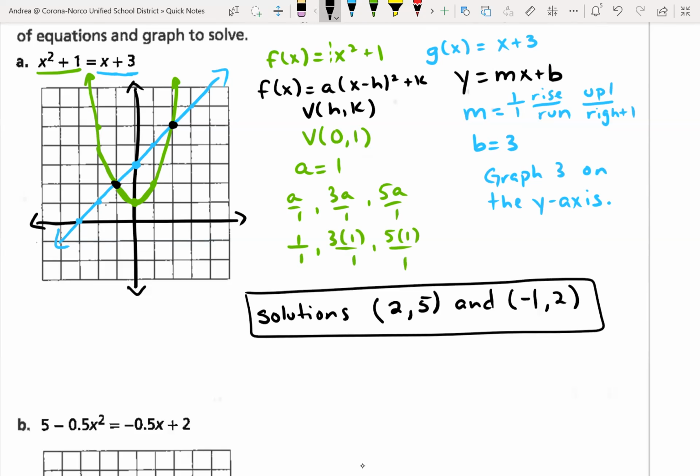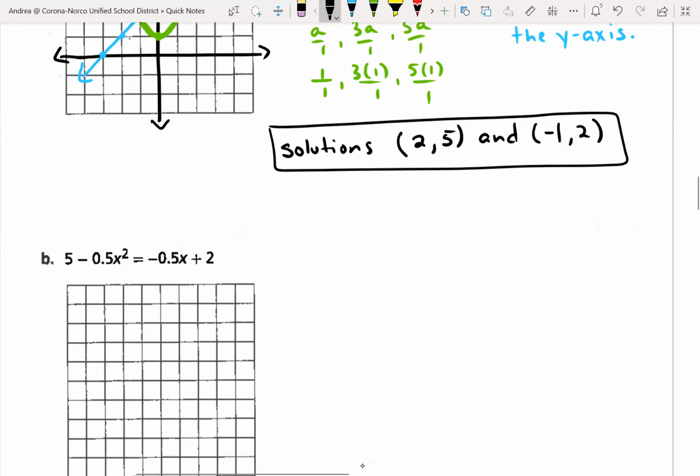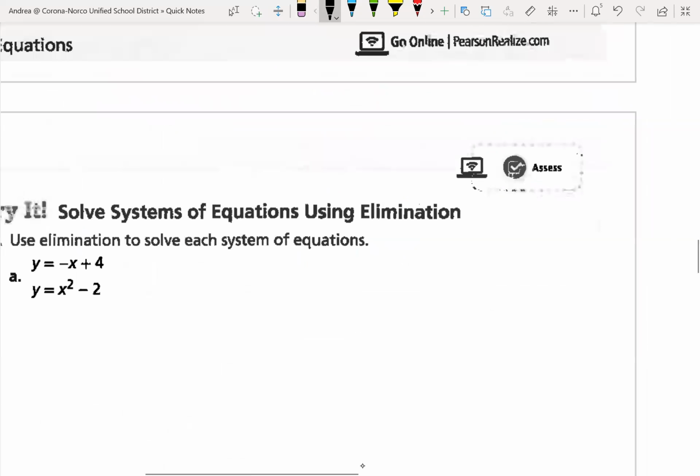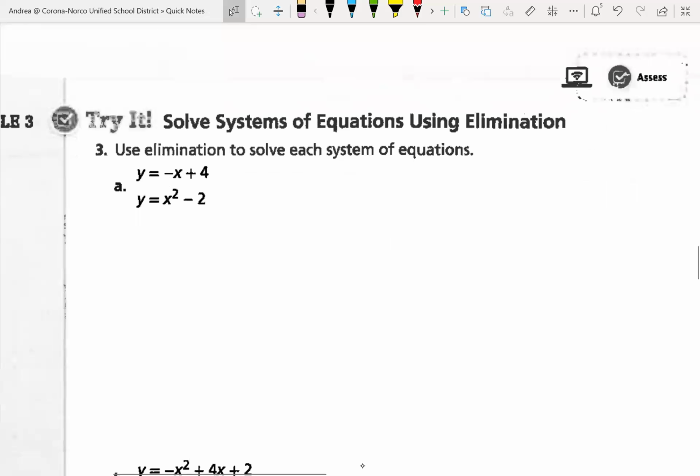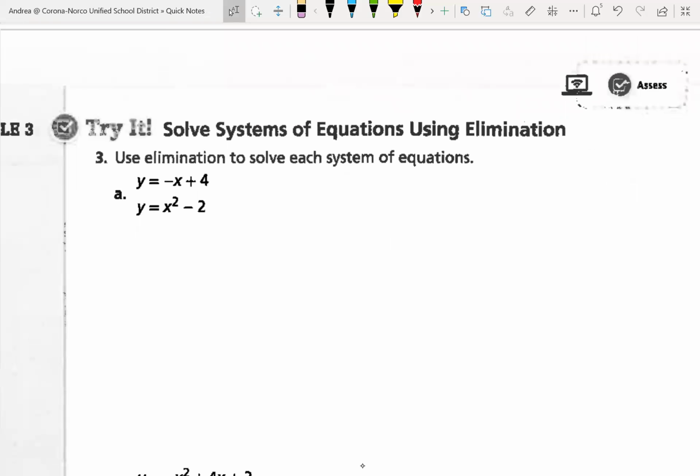Any questions over that? We're all good? Okay, so that's how you would solve by graphing. Okay, now we're going to go over here. We're not going to solve by elimination. We're going to solve by substitution.